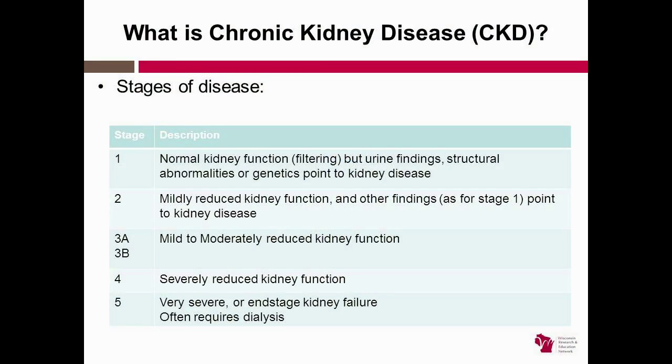Chronic kidney disease is broken down into different stages. These are the 5 stages. Stage 1 and 2 we don't talk about too much. That's where the kidney's actually filtering like it should be, but there's some other either structural abnormality or protein leakage. But what we really focus on is stage 3 through 5.